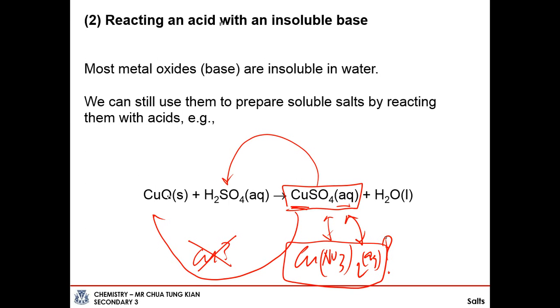We add in something which, even if you add in excess, it can be easily separated. So something that is in solid state. For example, copper oxide. You can also use copper carbonate, is also a solid, it's also insoluble in water.